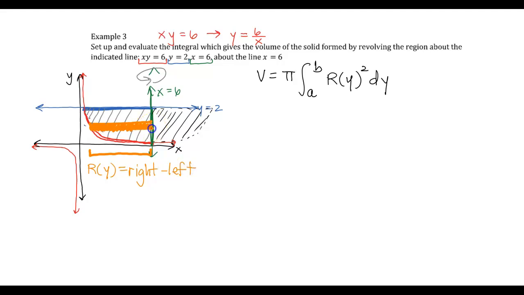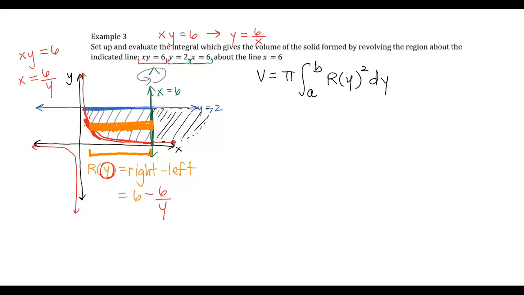The right end of that rectangle is on the vertical line of x is equal to 6. The left end of that rectangle is hitting the red graph right here. Remember that that red graph is the equation xy is equal to 6. But I want to be able to write that equation in terms of y. So I'm going to solve for x. Solving for x gives me x is equal to 6 over y. So for the left side of that, we are subtracting 6 over y.